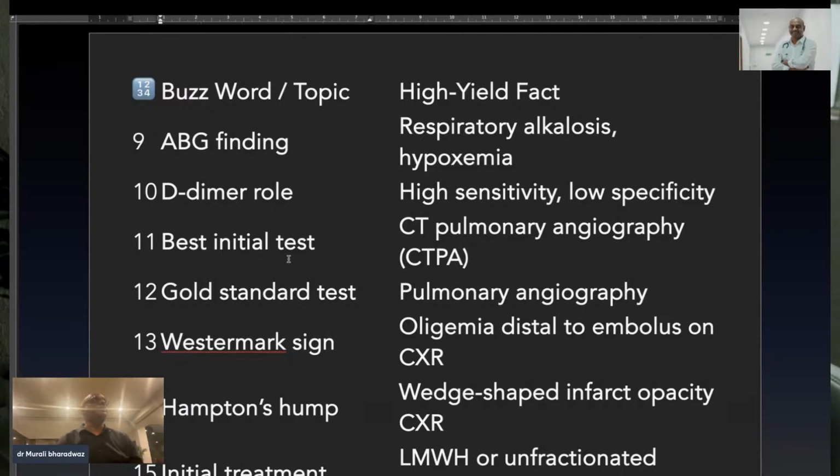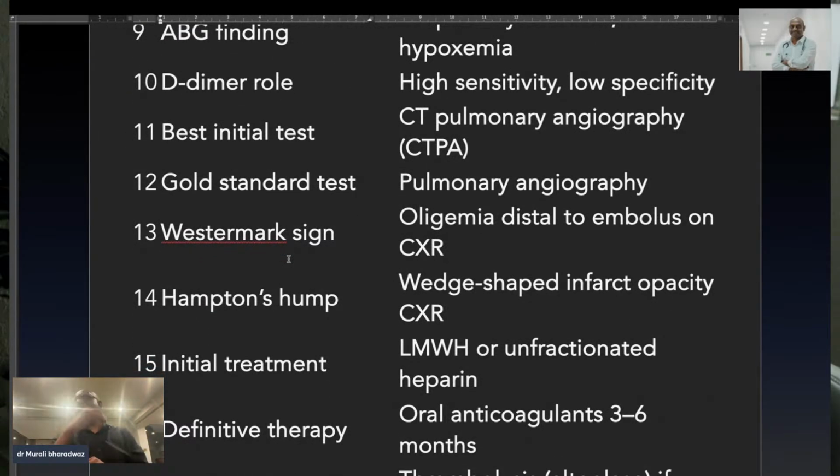But the best initial test is CT pulmonary angiography. But that is not easy, my dear. To hold the breath for a pulmonary angiogram to be taken, he is a tachypneic, dyspneic patient. Very difficult, but it is the initial test. Again, you can clearly see the block by passing contrast. The gold standard is pulmonary angiography.